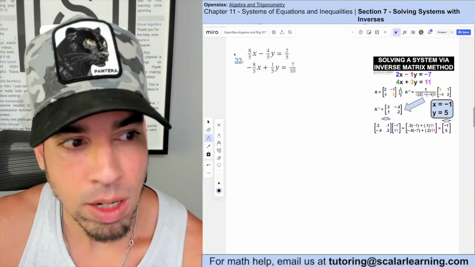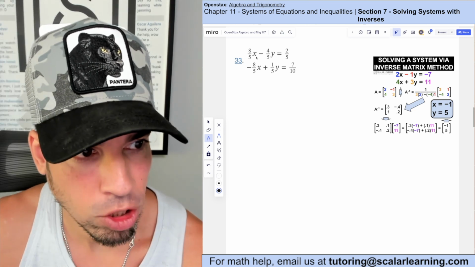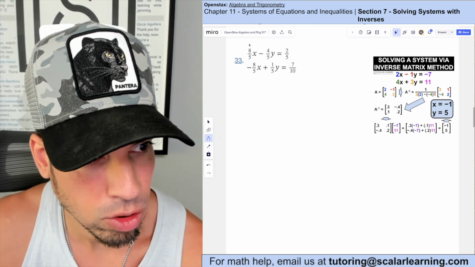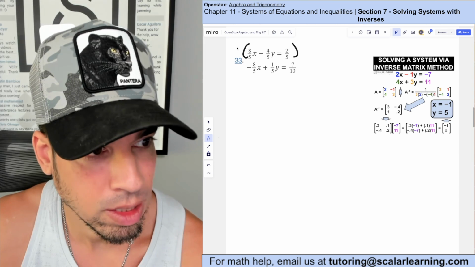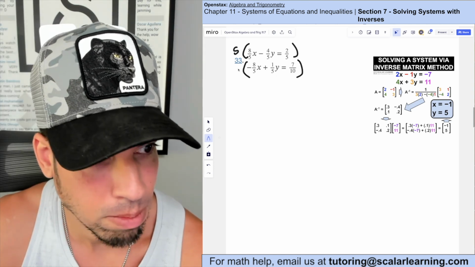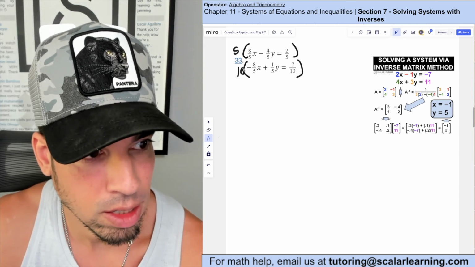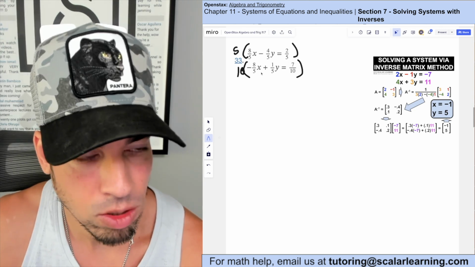Done. So for this one, I would normally start by putting it in a matrix, but look at all these fractions. I want to clear those fractions. So I'm going to multiply the top by 5 and the bottom by 10, which is, in either case, the least common denominator of each equation.